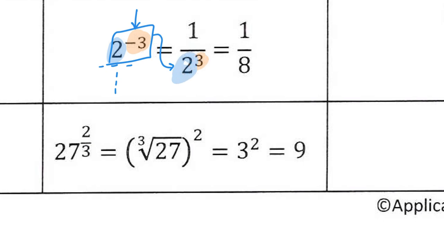So negatives don't have anything to do with math. All they have to do with is location, location, location. 2 to the third is 2 times 2 times 2, which gives you a value of 8. Since the 8 was in the bottom, it stays in the bottom: 1/8.